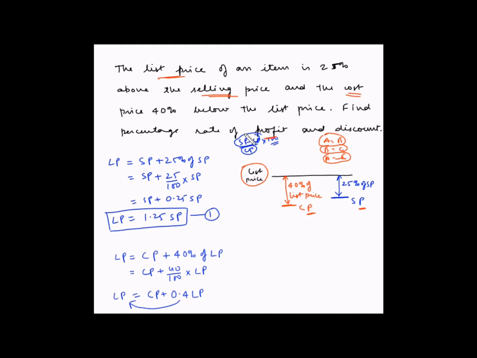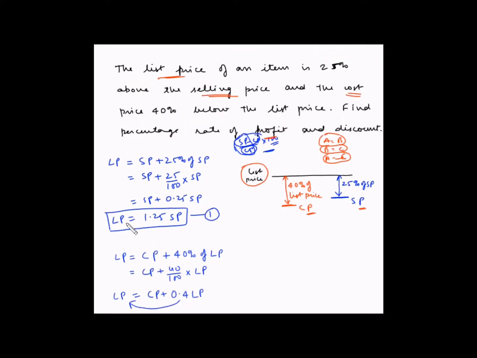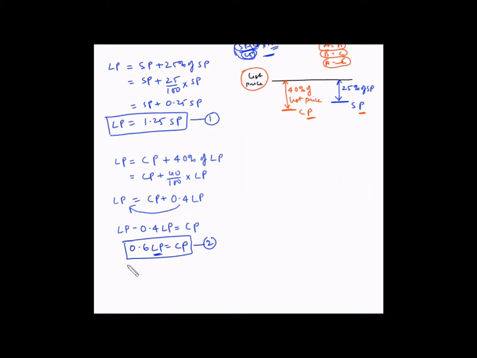So we have to arrive at SP divided by CP first. Then we can arrive at this relationship. So now in this relationship, which is 0.6 multiplied by LP is equal to CP, let's replace this LP by the relationship between LP and SP. So what we'll get is 0.6 multiplied by, so LP is equal to 1.25 SP. So 1.25 SP is equal to CP.